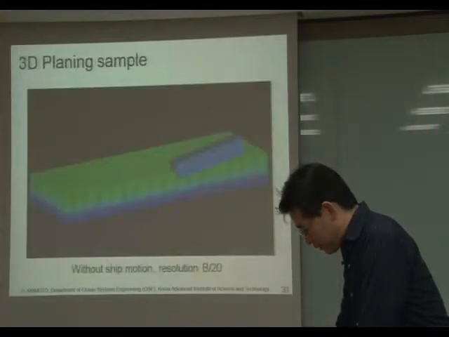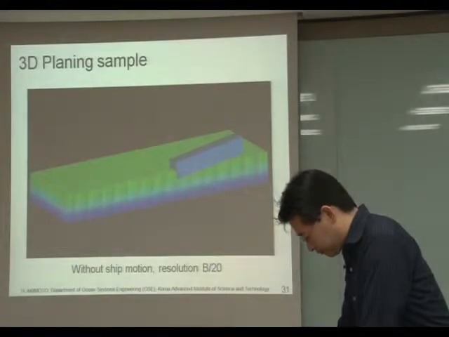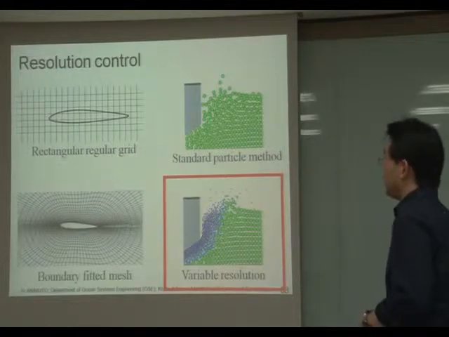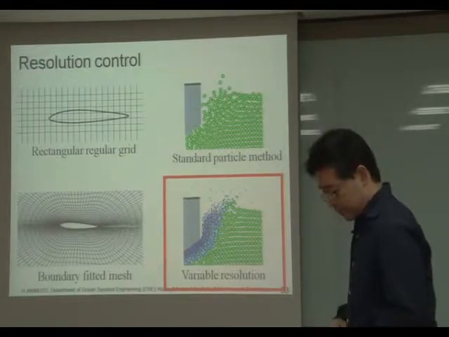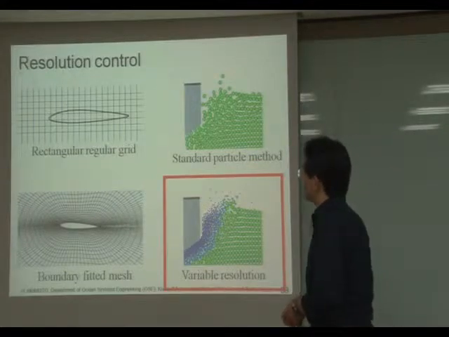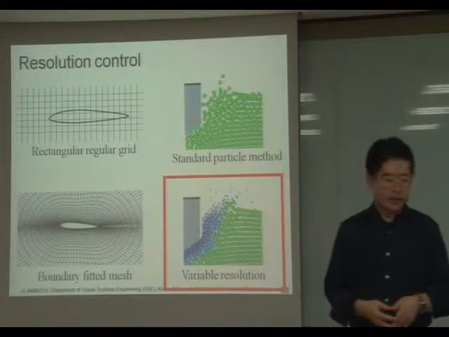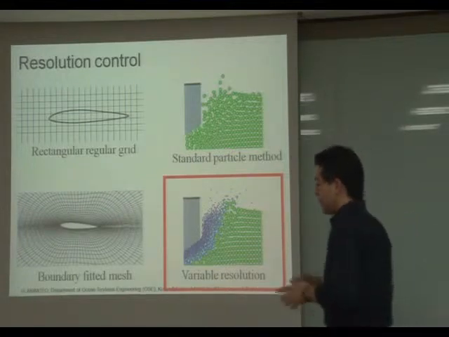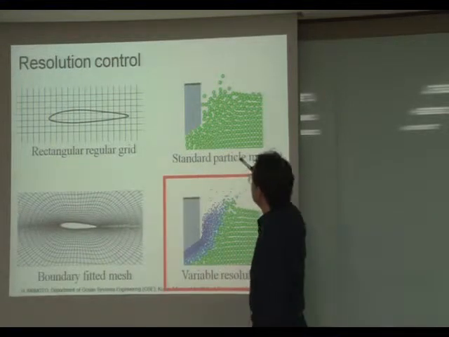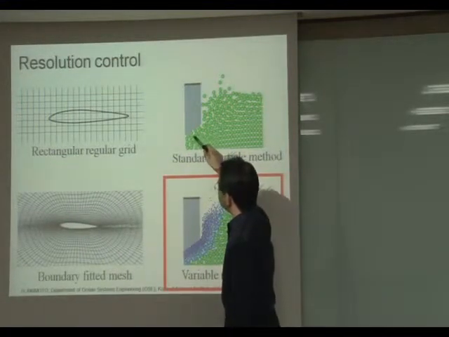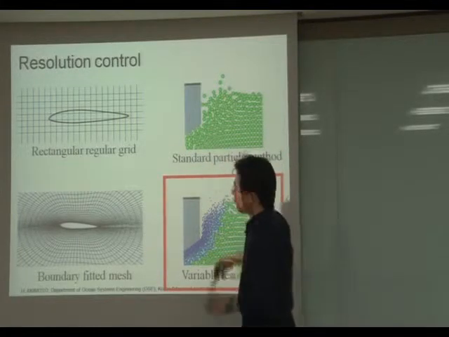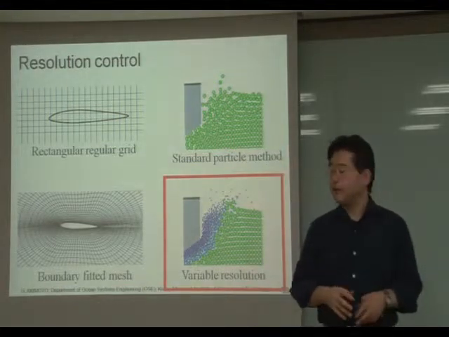The remaining problem is, I guess, this one, resolution control. In incompressible flow, the density number of particles in a unit volume is constant. So the spatial resolution is same all over the computational domain.